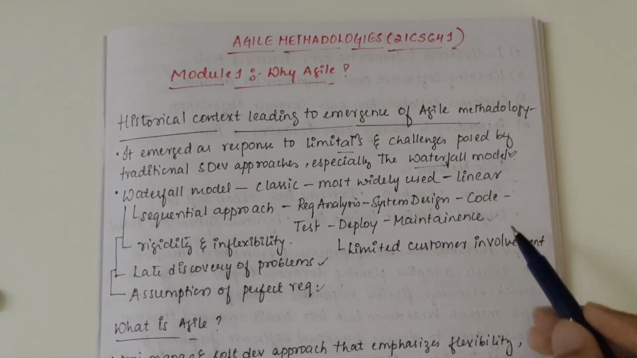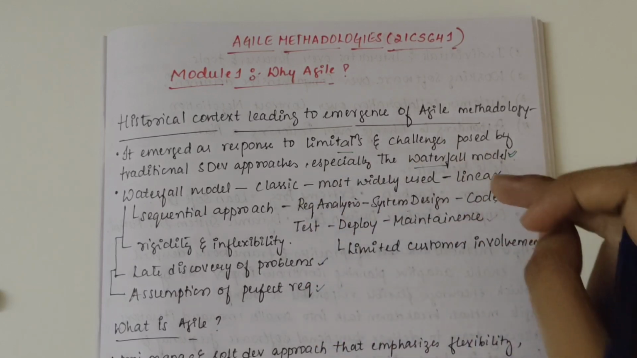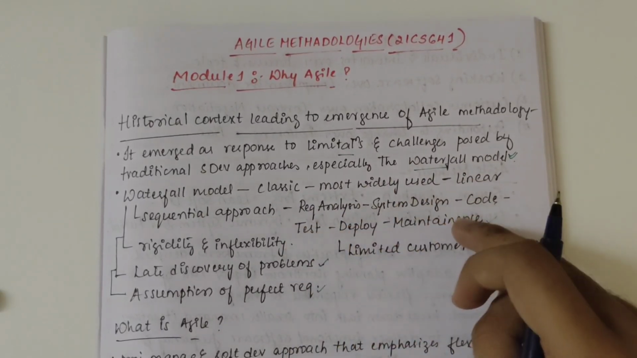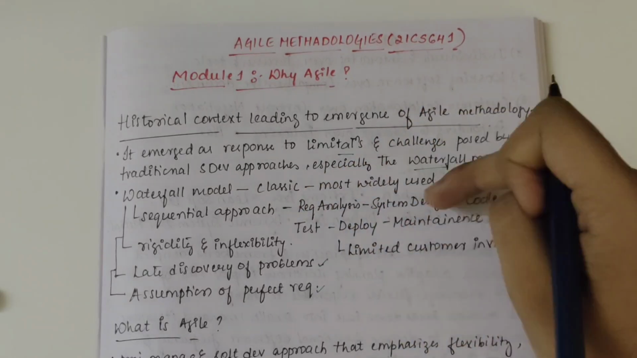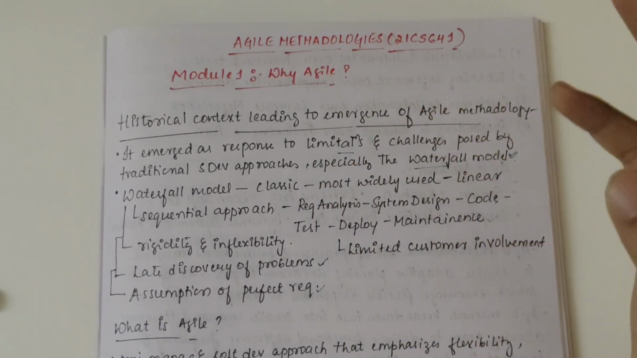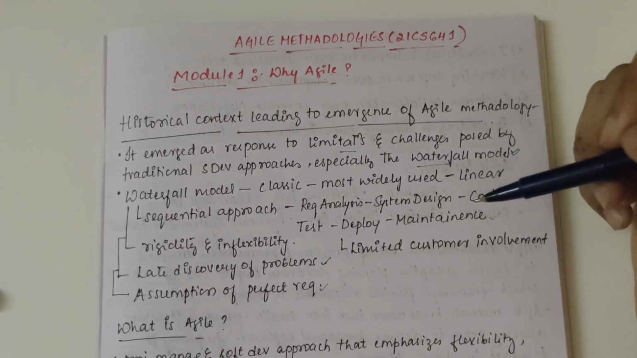That is, if I'm in the coding stage and certain changes have to be made in the design part, I cannot redo it. I have to complete coding, test it, deploy it, and then maintain it. After doing this, again I can get back to requirement analysis and system design, and then make the changes in the system design. So this was the drawback, right?